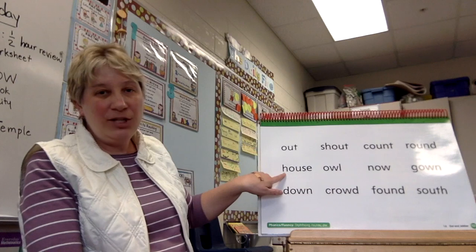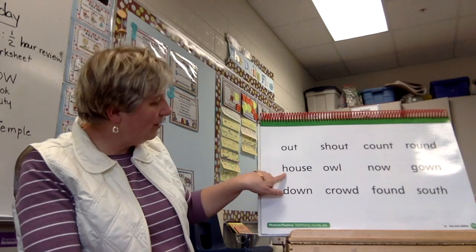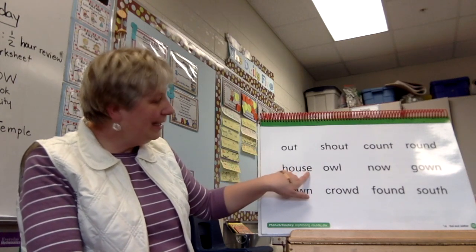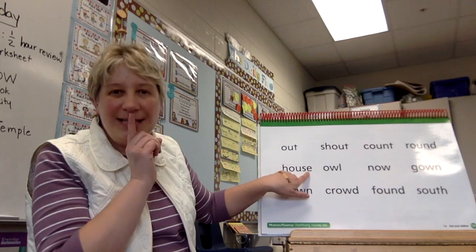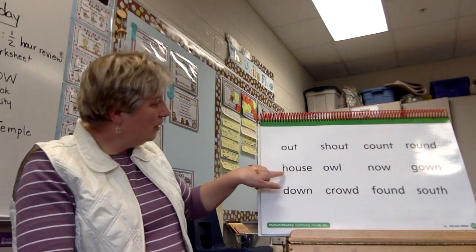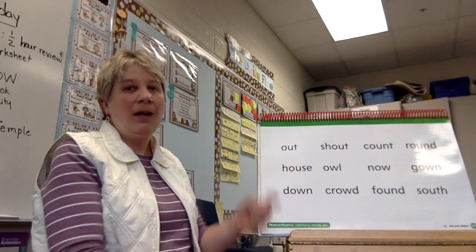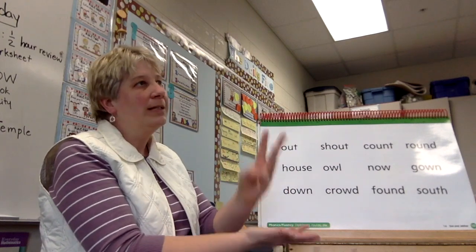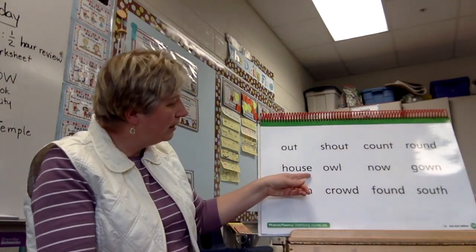Let's try the second row. We have our letter H making the sound. And look what we have at the end. We have a silent E. So let's see. Let's chop this word out. We have house. House.